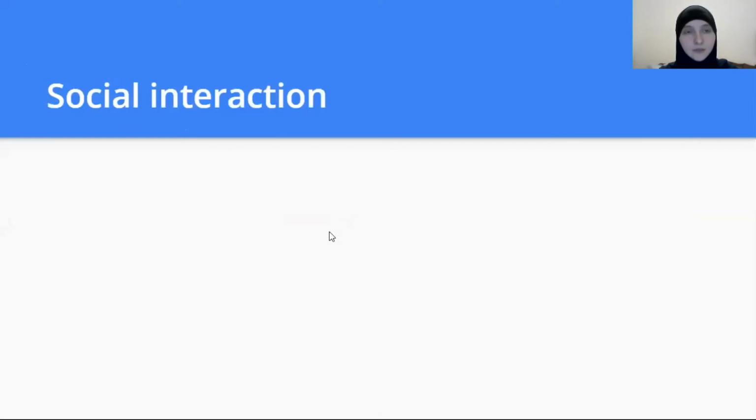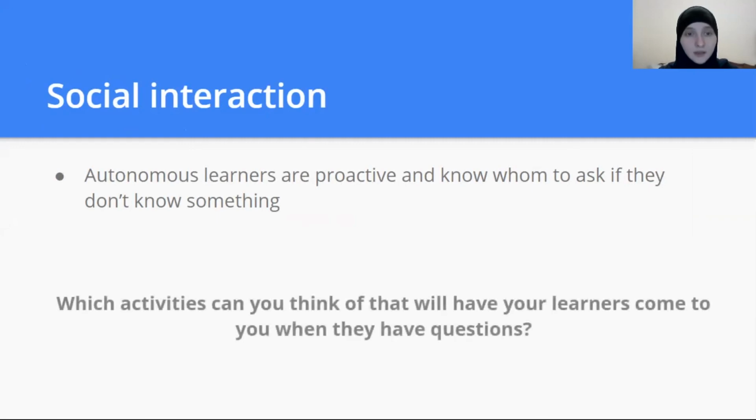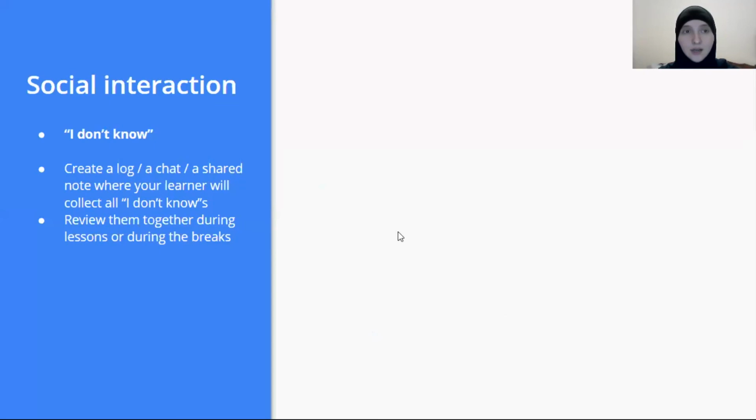Now the last set of strategies, social interaction. Our autonomous learners, they are proactive, right? And they know whom to ask if they don't know something. I'm sure that you know what I mean, because if they don't know something, they usually come to you, right? But how do they understand that it's okay to ask you? So I suggest you use a collection of I don't knows.